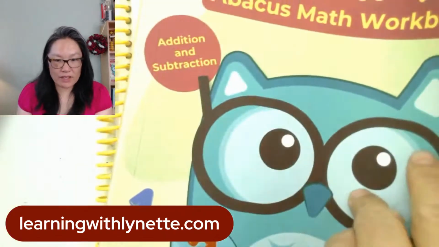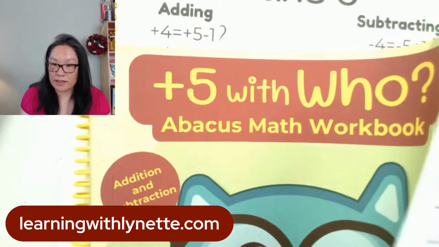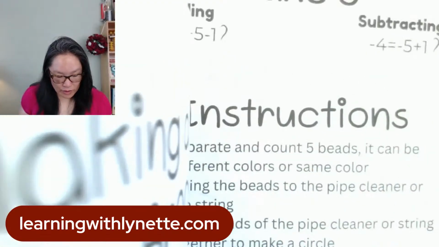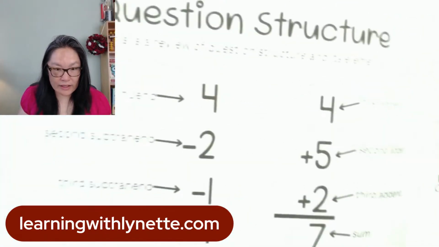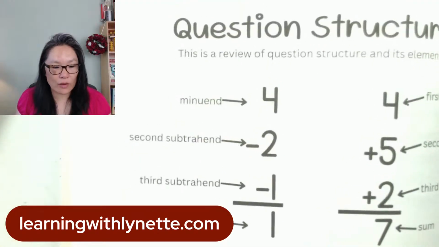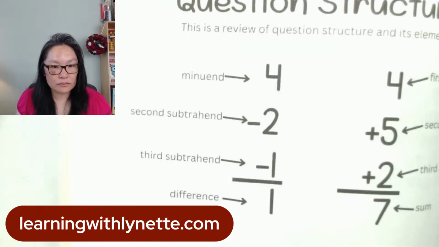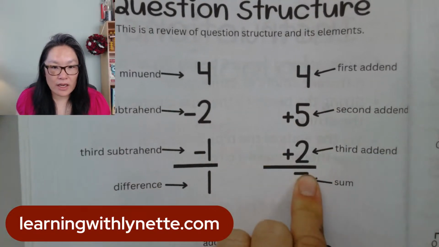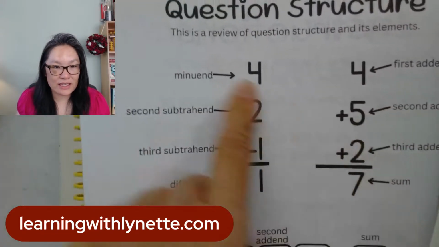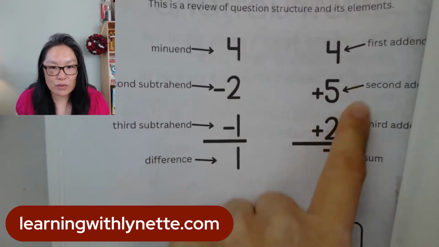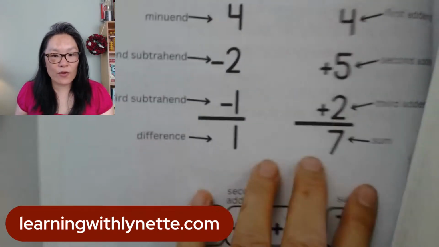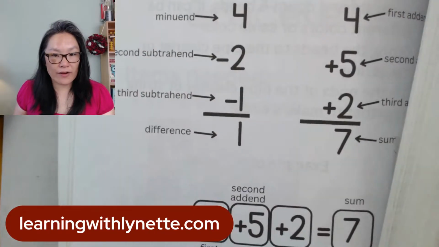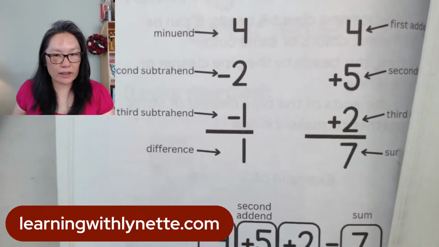So in mainstream math, here is my other book. This is my +5 book. What we're going to do is figure out how to read the structure of a question. In the structure of a question, we have our add-ins, first add-in, second add-in, all these add-ins. And then we have subtracteds. In Abacus World, we actually focus on the add-ins. We don't focus on the result because we won't know what the result is until we're all done with adding and subtracting, if that makes sense.